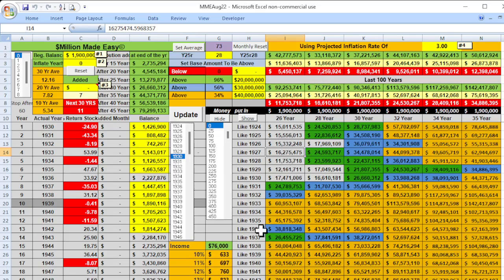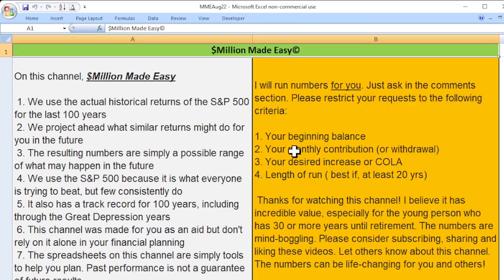But that's what we do on this channel. We run numbers for people. I want you to run your numbers, just give me your beginning balance, your monthly contribution, and whether you want to increase that or not. And I'll run it. And it's best if you have 30 or more years, unless you start out with almost $2 million and it won't even take that much.